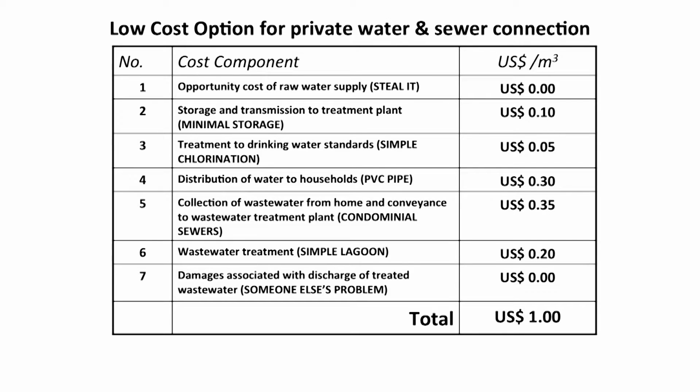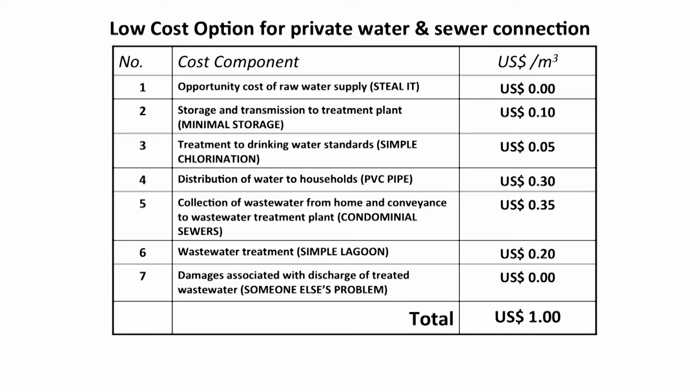How low could these costs of pipe network services realistically be? Let's do a simple thought experiment and assume that every one of the 7 components in the table is very low. First, let's assume that the first cost component is free. We live in a water-abundant area and get our raw water supply for nothing. Second, our raw water supply is nearby and doesn't require transport, just a simple overhead storage tank. Assume this costs 10 cents per cubic meter.